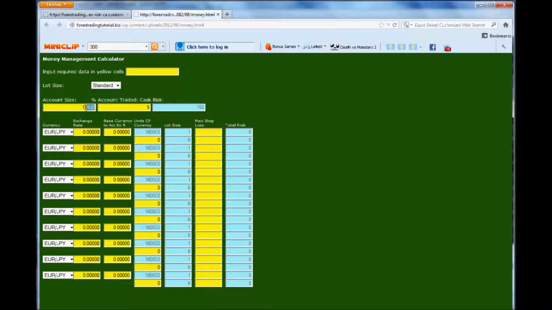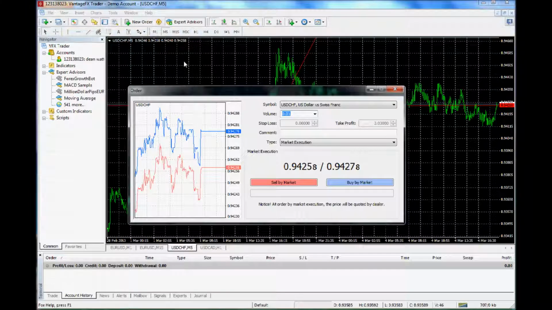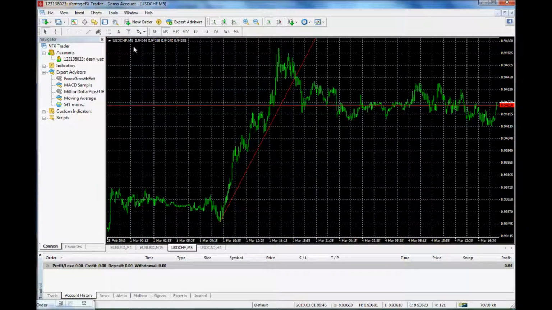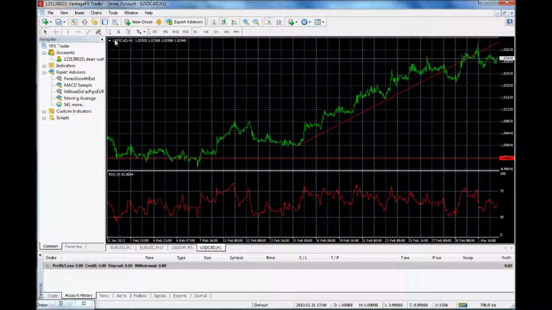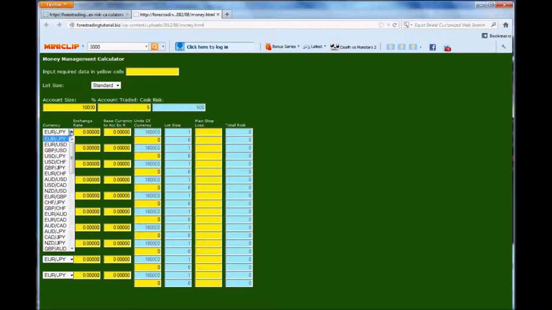Okay, so let's go back. Let's say we've got a $10,000 account and we wish to trade 5% of our account per trade. So what do we do next? First of all, we need to work out what currency pair we wish to trade. Let's say we're trading the United States dollar, Canadian dollar. So all we do is go to the drop-down menu, USD Canadian dollar is what we're looking for. There we go, click it there.